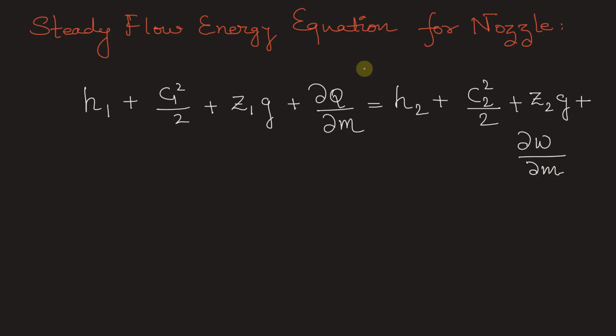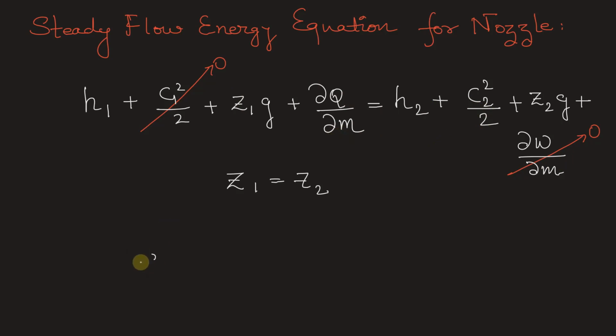Now for a nozzle, Z1 is equal to Z2, so these two terms will cancel out each other. And in the problem it's given that the inlet velocity is assumed to be 0, so this term will go to 0. The work transfer is also equal to 0. So we can write C2 in terms of these equations now.